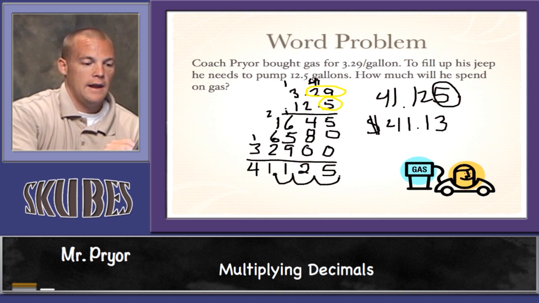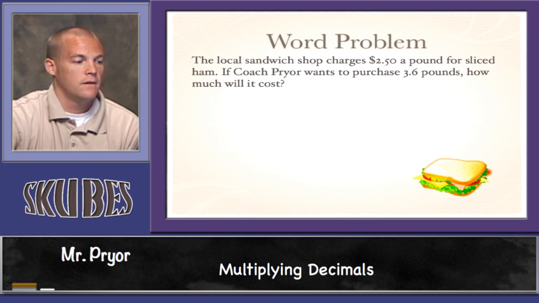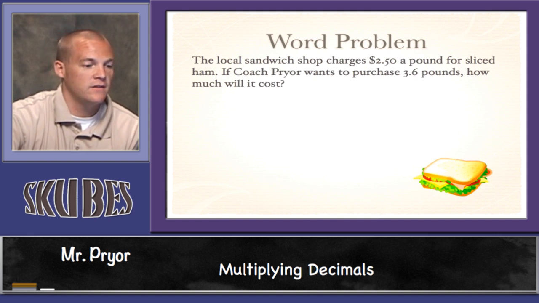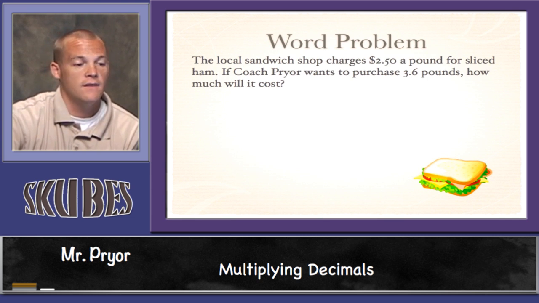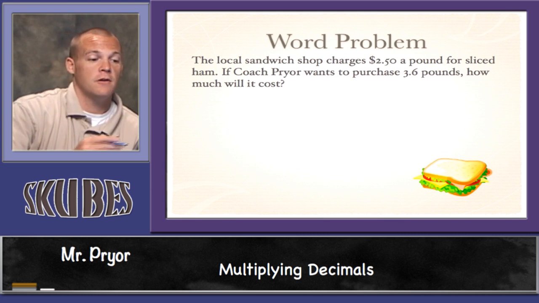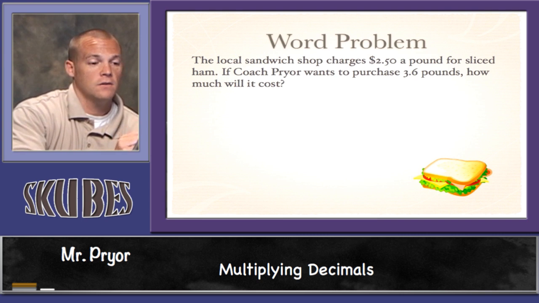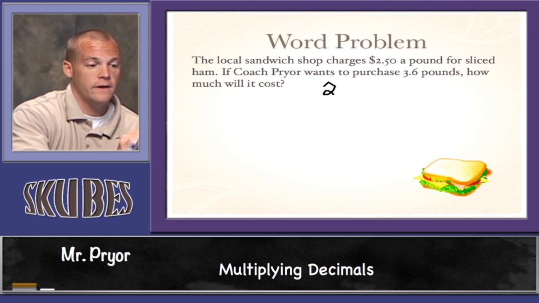All right. And one more example here. We're talking about spending some money on sliced ham, $2.50 a pound. And if I want to purchase 3.6 pounds, how much will that cost? Well, let's take a look. We're just going to use multiplication there.